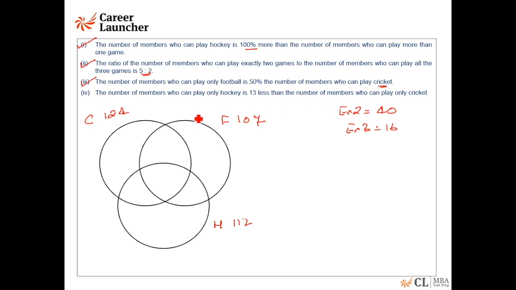Hockey, in any case, we have found cannot also be an odd number. It has to be a multiple of 14, only one choice. So that is what gave hockey as 112, and the remaining even number became cricket. Number of members who play only hockey is 13 less than the number of members who play only cricket. So if only cricket is x plus 13, this is going to be x.